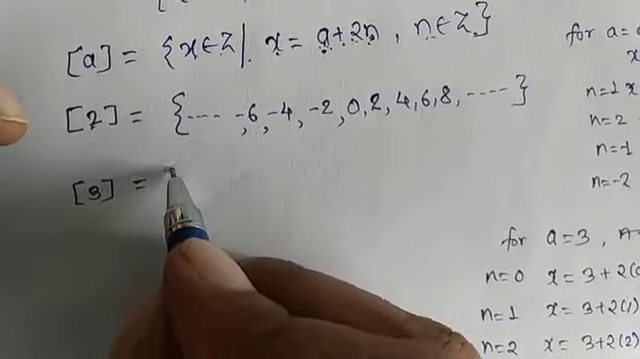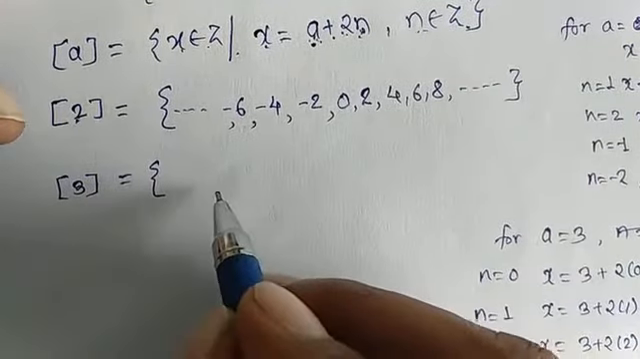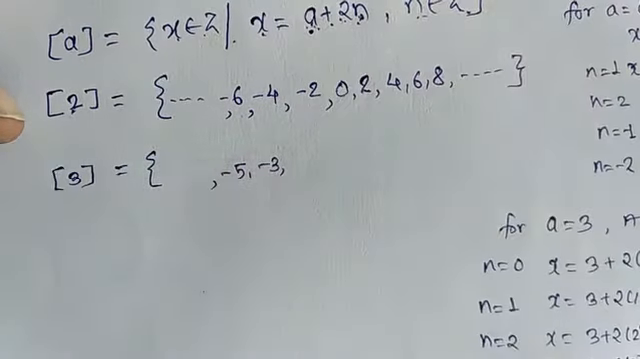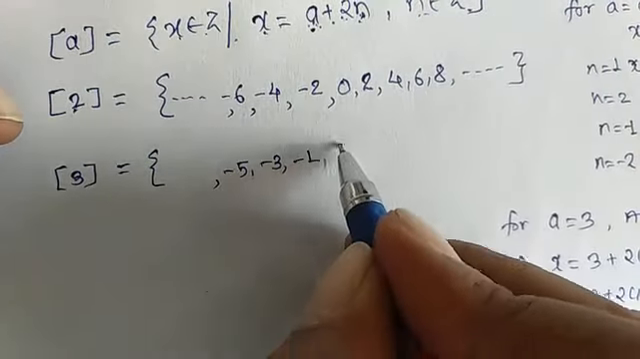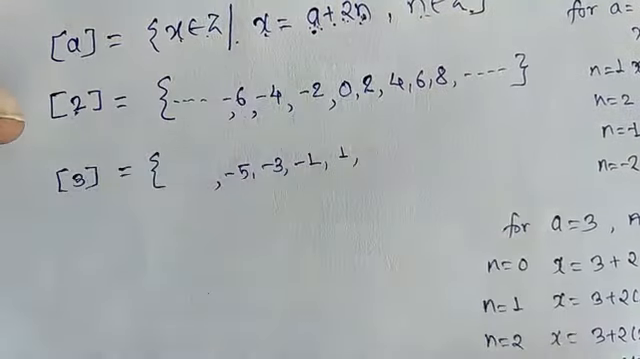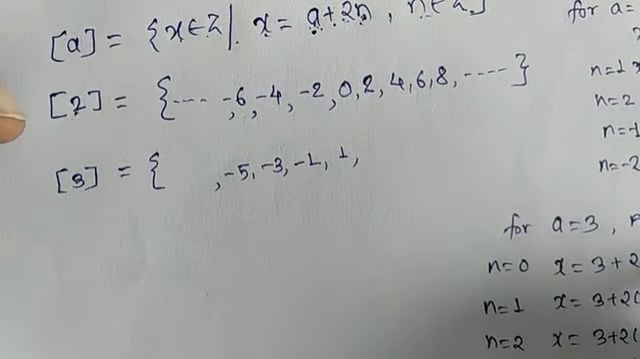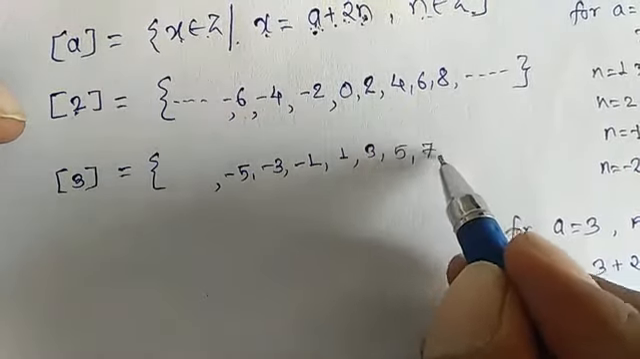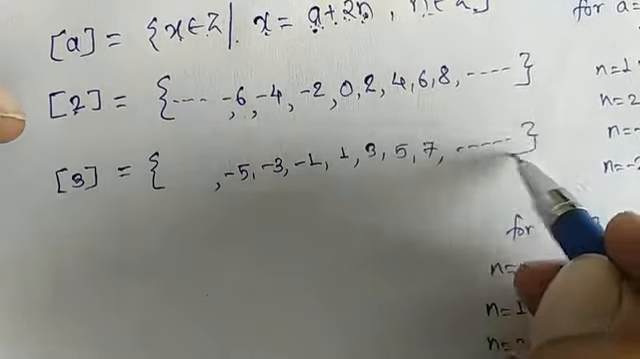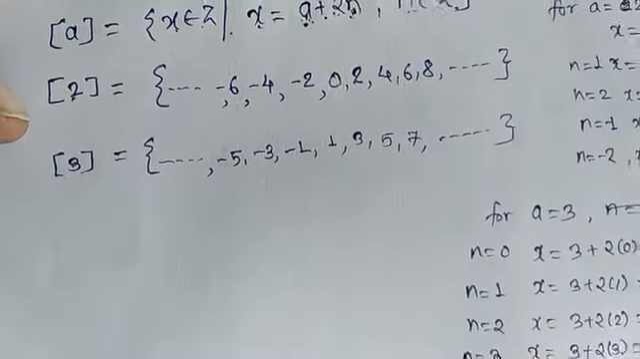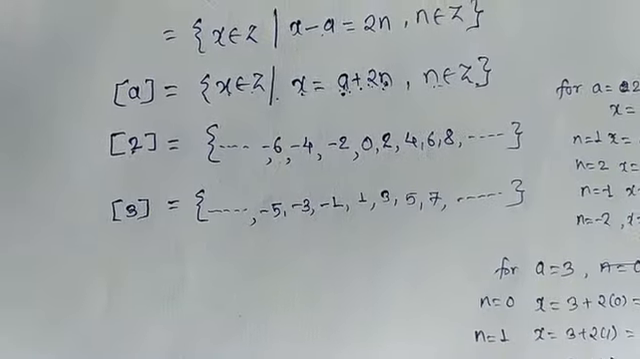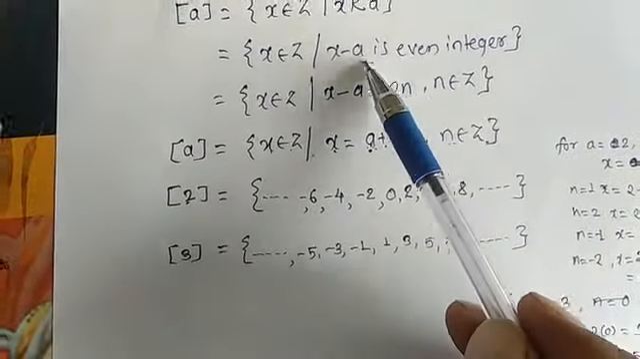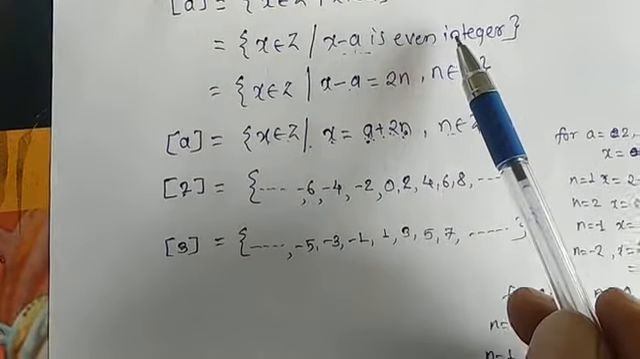So here the equivalence class of 3 will be, if we consider minus 5, minus 3, minus 1, after that 1, after that for n is equal to 0 it is 3, then 5, 7 and so on. So this is the equivalence class of 2 and the equivalence class of 3 for the relation x related to a such that x minus a is an even integer.